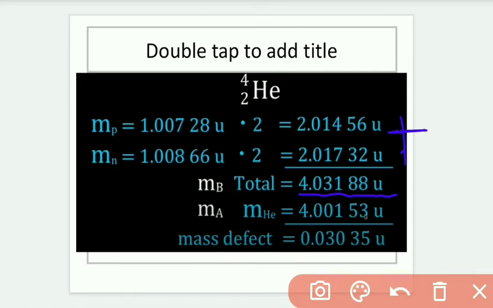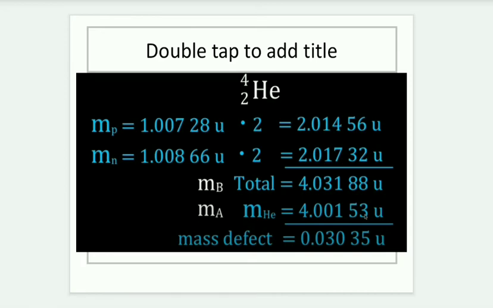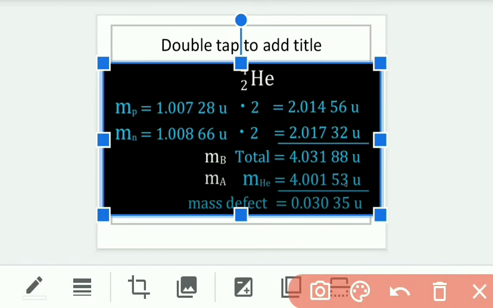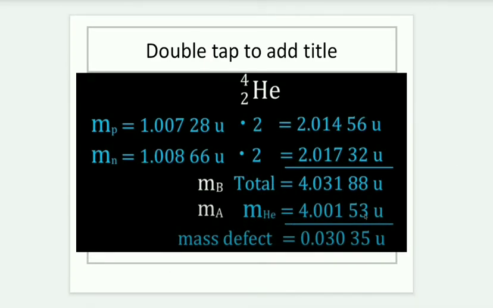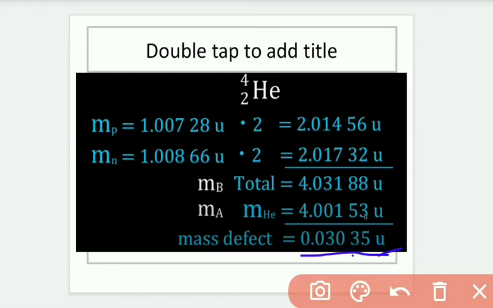Okay, but if we take the actual mass of the nucleus, it is found to be 4.00153 units, and the difference of these two will give the mass defect, that is 0.03035 units, the missing mass. Okay, and that is termed as mass defect.